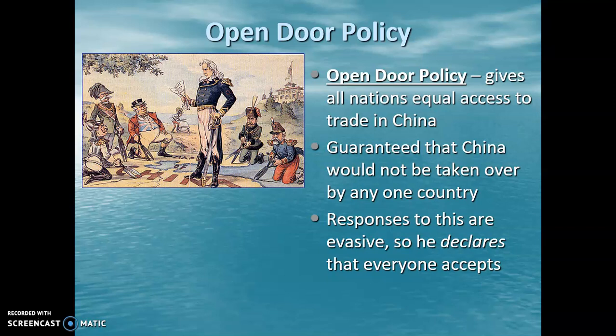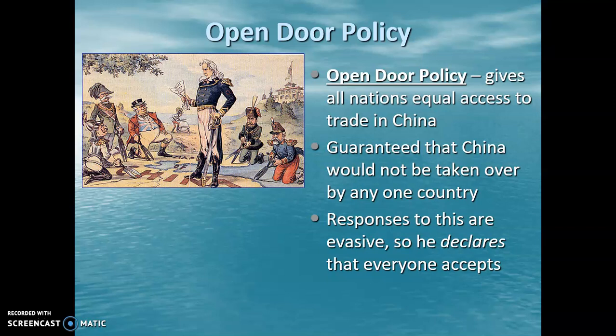So John Hay basically returns to China. I'm sorry, he returns to the United States. He returns home, and he basically says to the U.S. government, well, I asked them what they thought about the open door policy. They all said it was cool, so we should definitely do it. And we sort of just invited ourselves in there. It didn't really appeal to all of these other countries, but we sort of nudge our way into the door and make that happen.